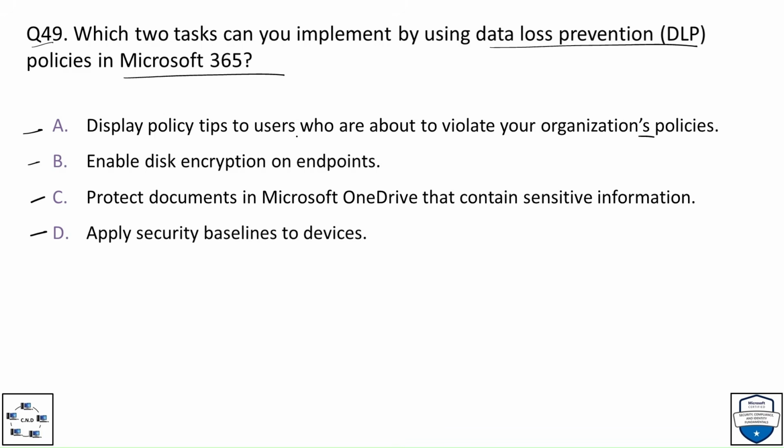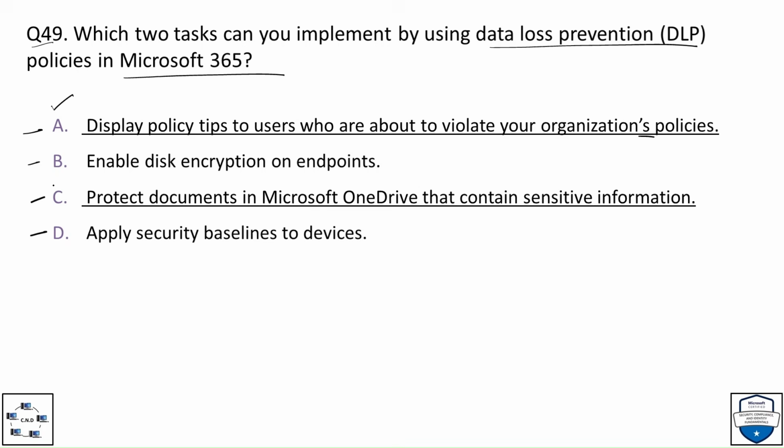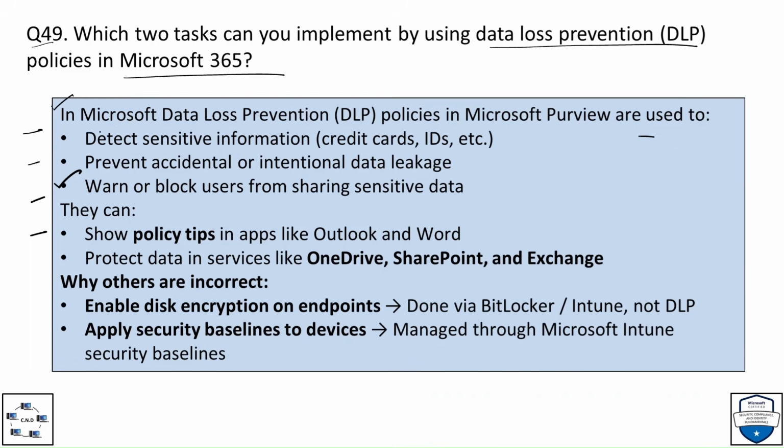So we have to choose two options, and the correct options are option A, display policy tips to users who are about to violate your organization's policies, and option C, protect documents in Microsoft OneDrive that contain sensitive information. And the explanation is, data loss prevention or DLP policies in Microsoft Purview are used to detect sensitive information such as credit card numbers, IDs, etc., prevent accidental or intentional data leakage, and warn or block users from sharing sensitive data.